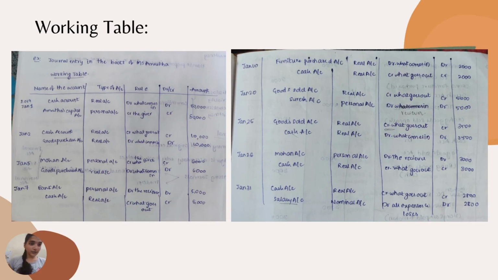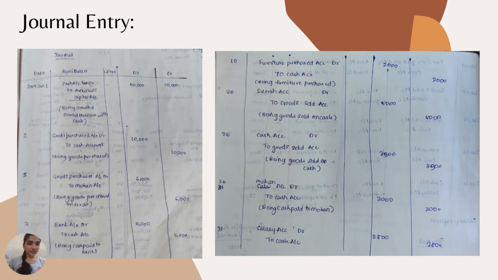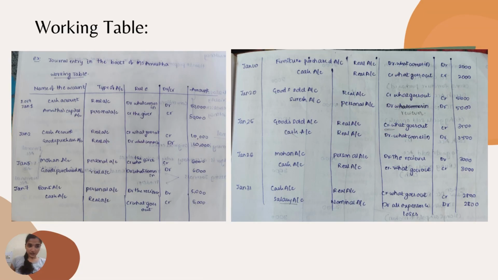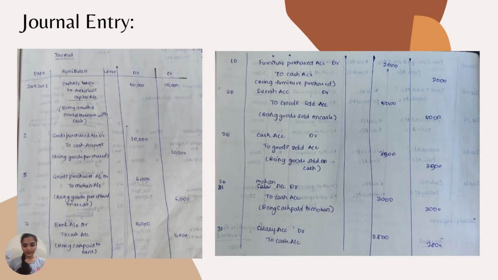Similarly, goods purchased account, cash account. Goods purchased is the debited account, so we have to write it as goods purchased account debited to cash account, and the amount is 10,000. Similarly, Mohan account, goods purchased account. Mohan account is credited, goods purchased account is debited. Goods purchased account debited to Mohan account.